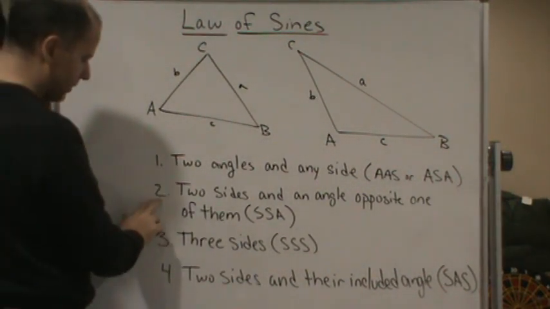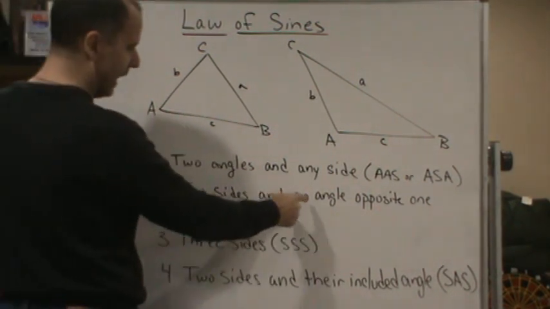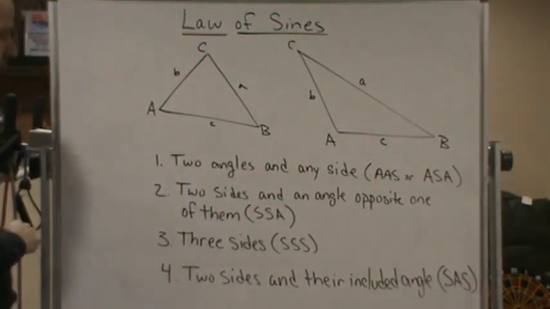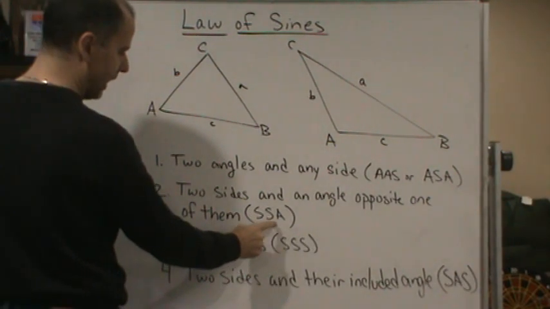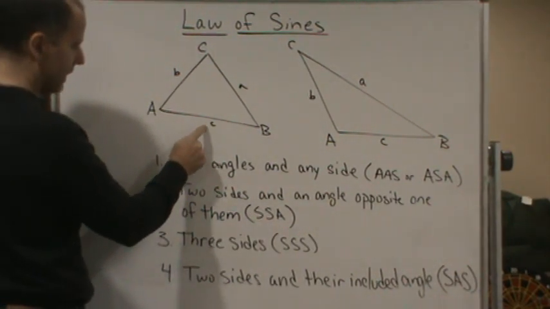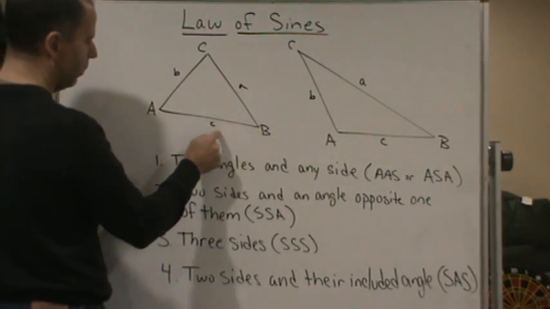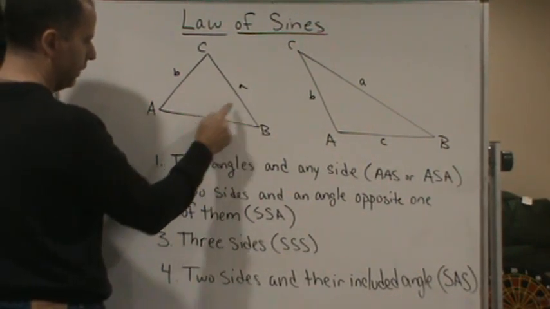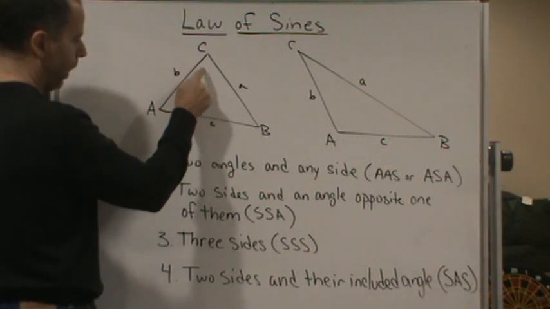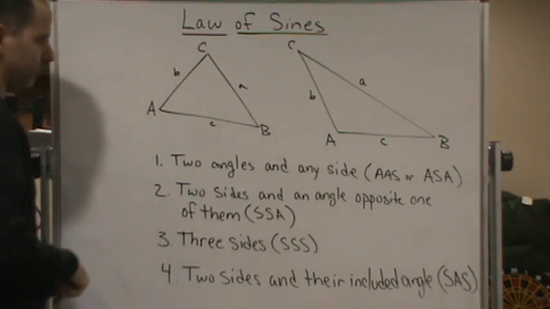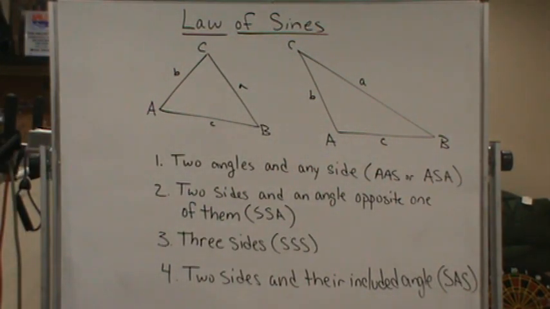Case 2 is two sides and an angle opposite one of them, which is what we call side, side, angle. So we want these two sides, and then one of the angles opposite one of them. That would be side, side, angle.